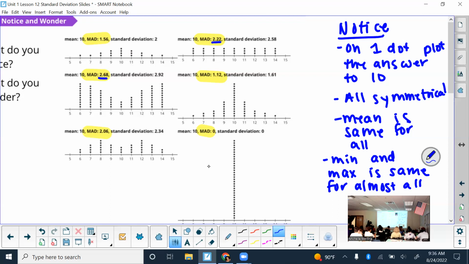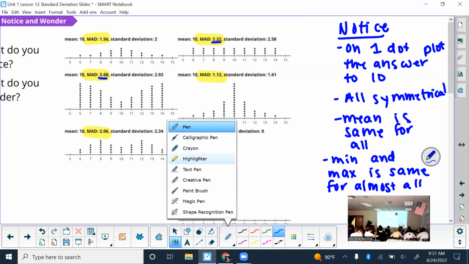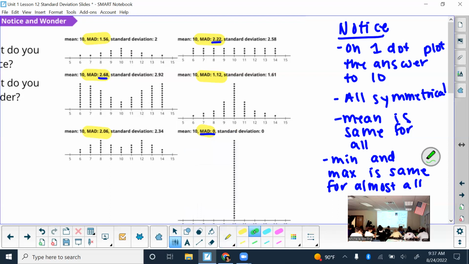Which one is the least spread out? This one, right? Because it's 0. And notice from most spread out to least spread out, you can see that numerically, not just by pictures. Now, the standard deviation that's written next to it, we haven't talked about it officially yet, but we are going to today.